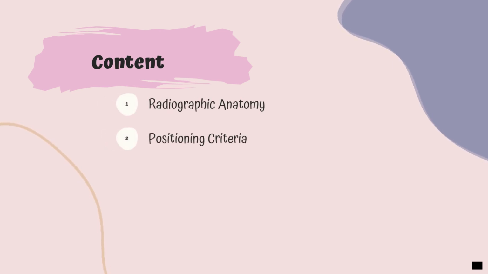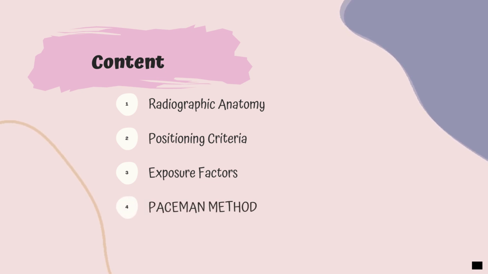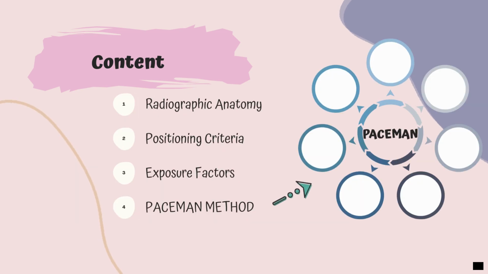The content of my presentation consists of radiographic anatomy, positioning criteria, exposure criteria, and radiographic image evaluation of PA hand X-ray using placement method. Placement method is used as image evaluation criteria for optimum image quality or related projection. We use this method to evaluate whether the image or radiograph produced is acceptable or should be rejected.